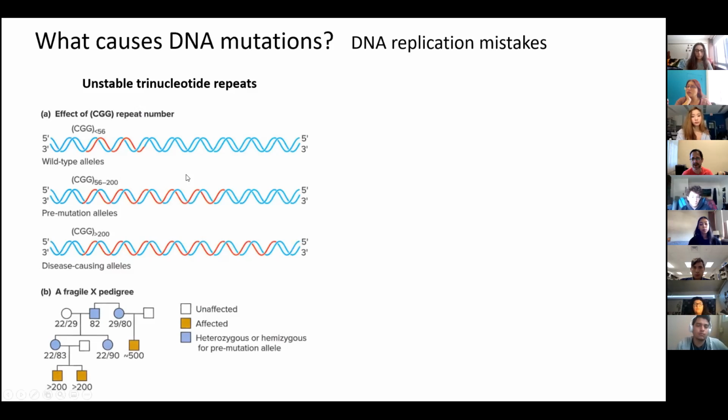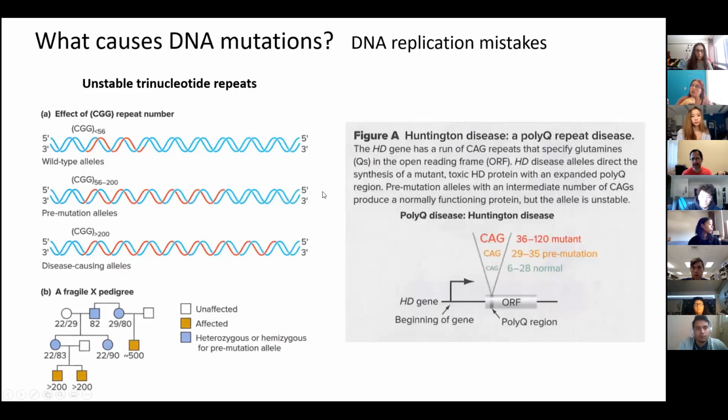As you can imagine, if you have few copies of a trinucleotide and that is translated into protein, you will have 5, 6, or 7 amino acids. If you extend that to 200, you will have a lot more amino acids in that region of the protein. As an example, we have Huntington disease, which is caused by an increase in the number of CAG trinucleotide repeats, as you can see here.